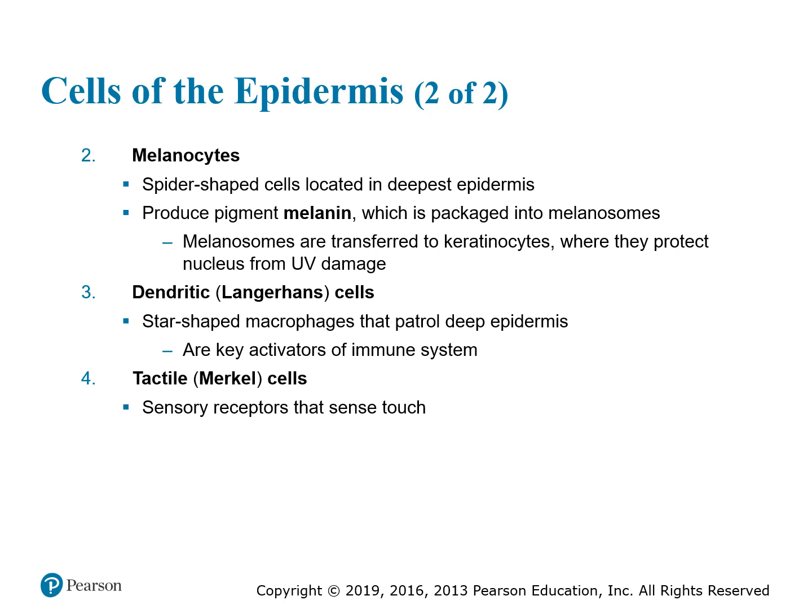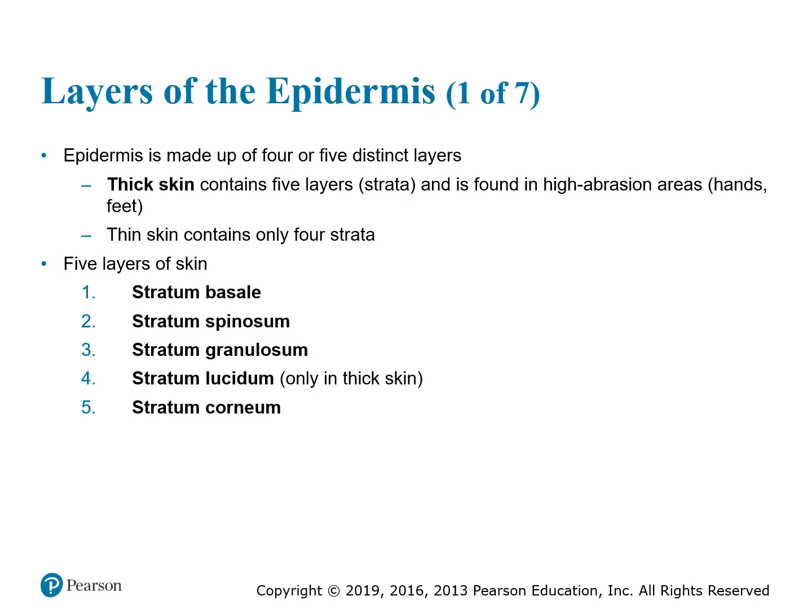You also have these dendritic cells. Anytime you hear the word dendrite or dendritic, you should think tree-shaped or star-shaped, lots of processes coming off. And in this case, they're patrolling these looser areas of the epidermis, and their job is to present antigen to other immune cells. You also have some tactile cells here, so embedded innervations that are helping to sense and give us our ability to sense touch.